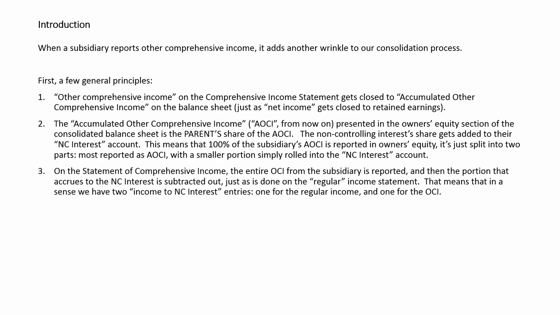On the statement of comprehensive income, the entire other comprehensive income from the subsidiary is reported, and then the portion that accrues to the non-controlling interest is subtracted out. So again, it parallels what goes on with our regular income statement. That means that in a sense we have two income to non-controlling interest entries, one for the regular income and one for the other comprehensive income. So this summarizes the results that we want to obtain. The question is, how do we go about making that happen?